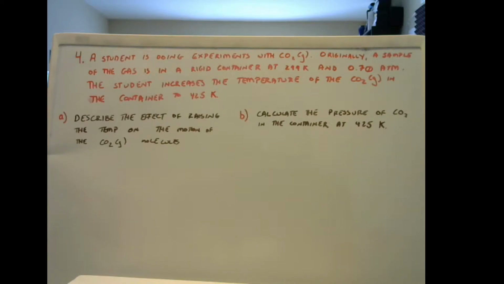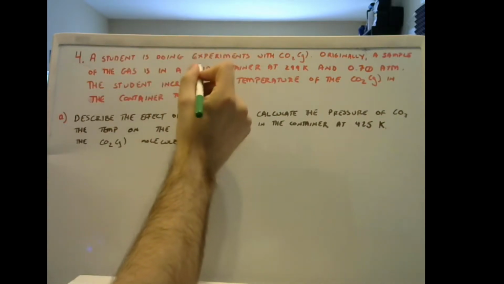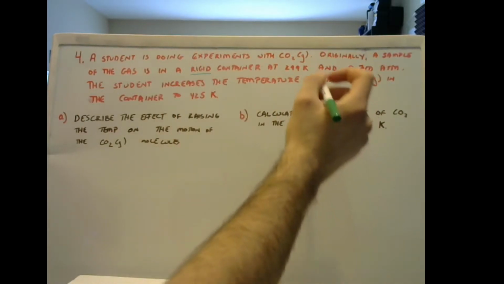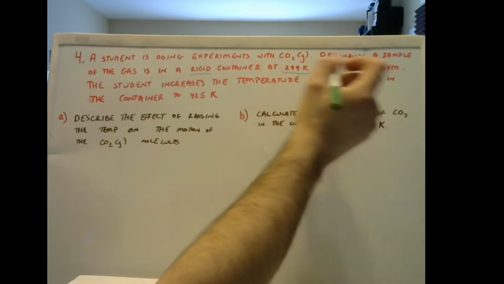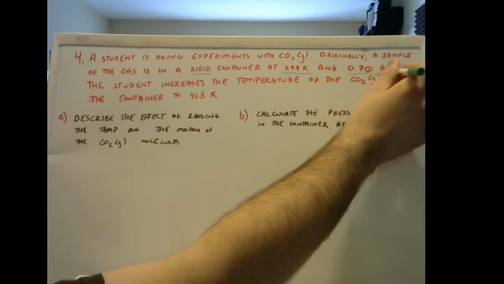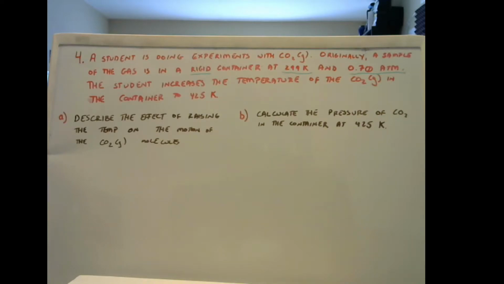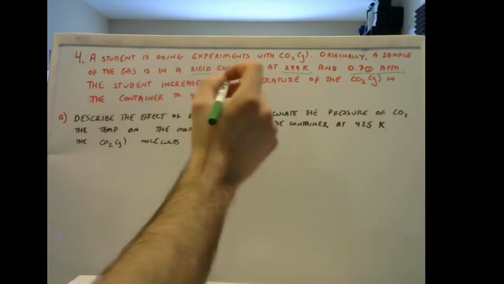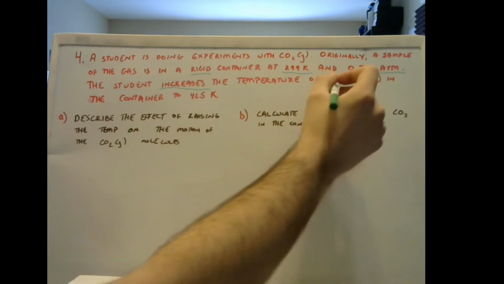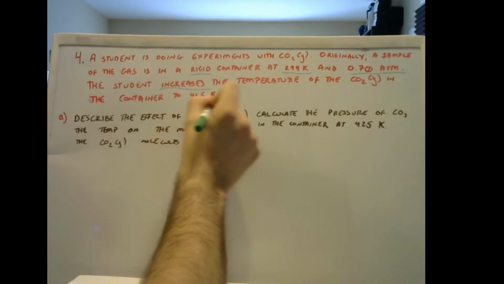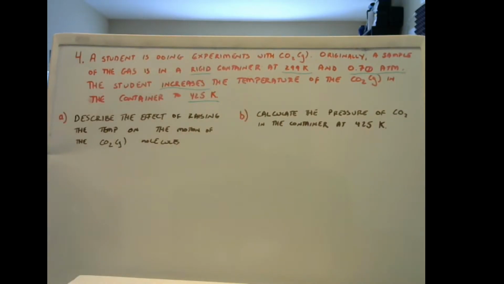That said, number 4, a student is doing experiments with CO2 gas. Originally a sample of the gas in a rigid, which tells me that the volume is not changing, container at 299 K and 0.7 atmospheres. The student increases the temperature of the CO2 in the container to 425 K. First things first, A, describe the effect of raising the temperature on the motion of the CO2 molecules.